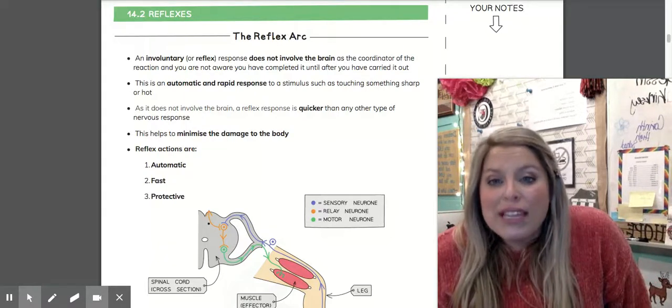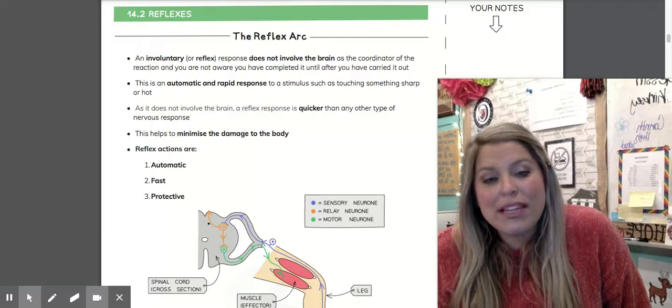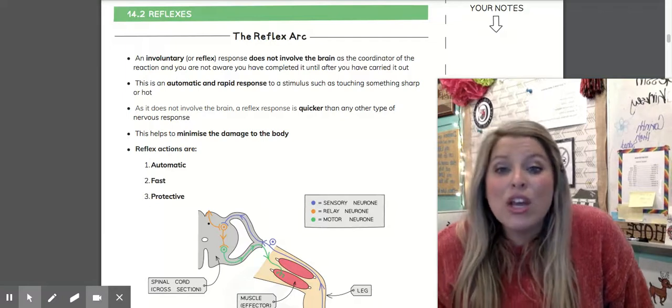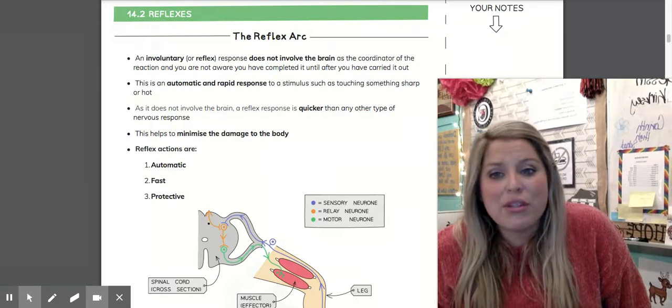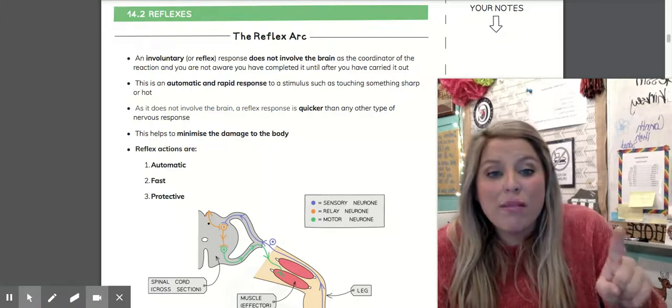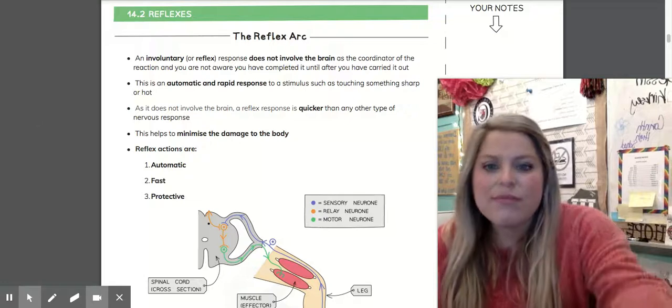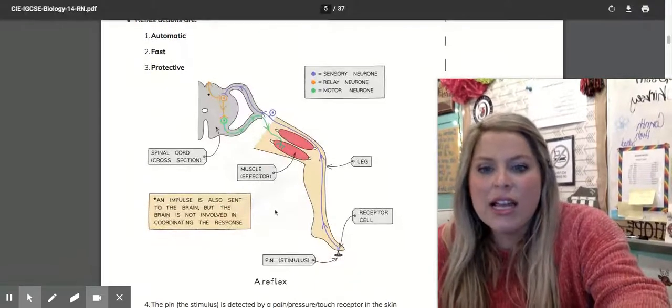So when we're looking at this, ultimately it means that the response is quicker than any type of nervous response to help minimize the damage to the body. Reflex actions are automatic, fast, and protective. So let's go ahead and look at that arc.